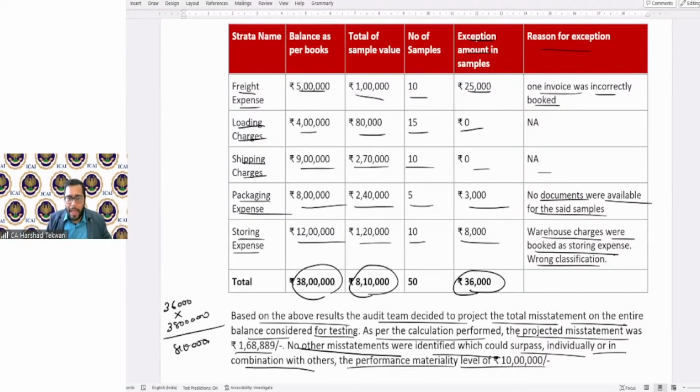So I am required to extrapolate the misstatement strata wise instead of the whole expense level. Means when I extrapolate the misstatement, I need to consider this 25,000 in front of this 5 lakhs, not for the whole. Reason because a misstatement of freight expense cannot be extrapolated in front of loading charges, shipping charges, or other charges. And accordingly, I need to decide what should be the correct misstatement.